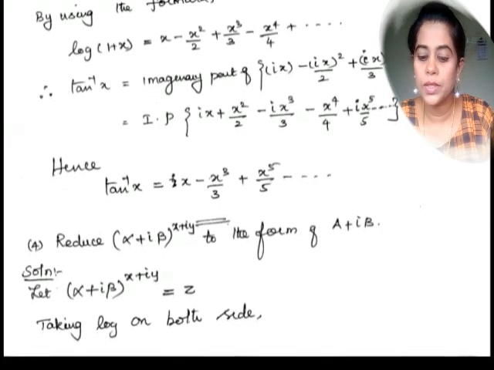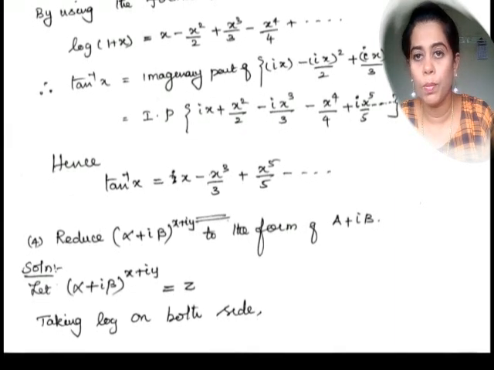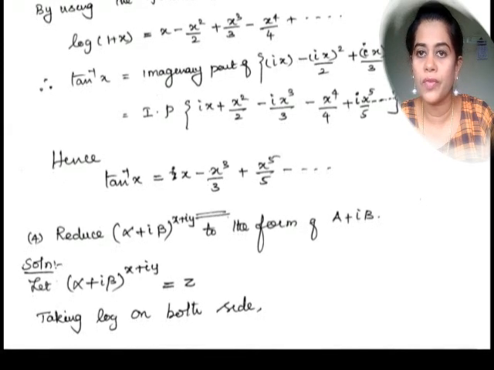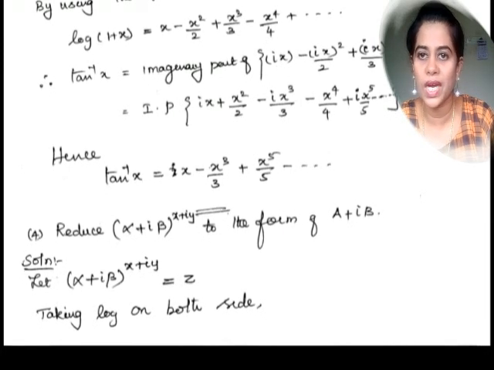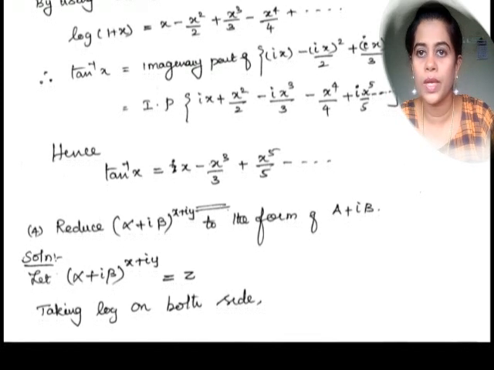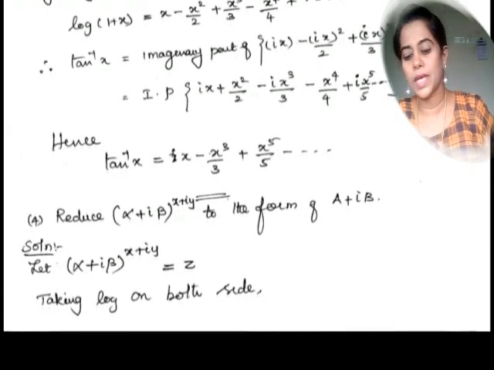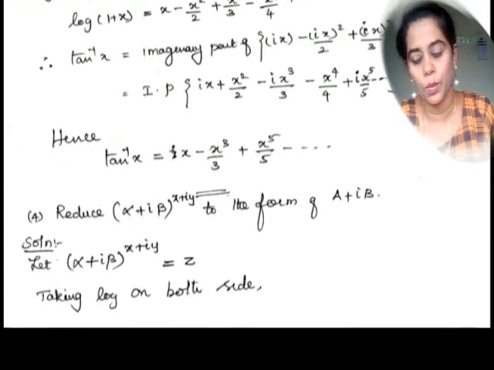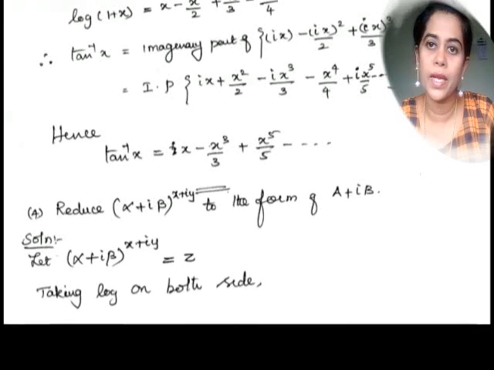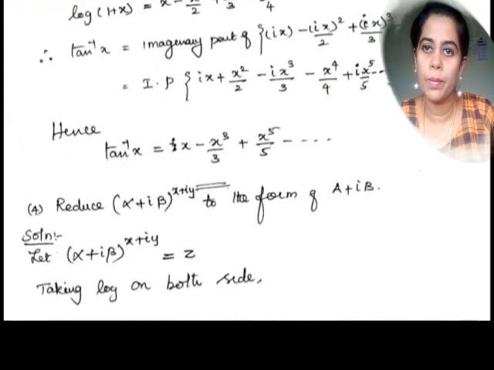What is it? Reduce (alpha plus i beta) the whole power of (x plus iy) to the form of a plus ib, which means that we have to separate the real and the imaginary part. This is what we are going to do. Let alpha plus i beta be equal to x plus iy equal to z. Let me take that one variable as z.